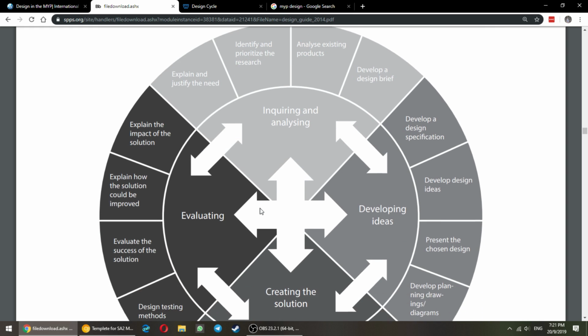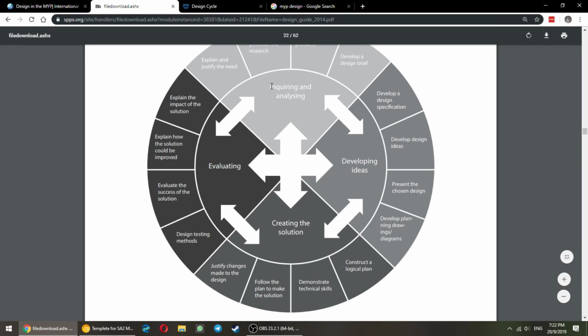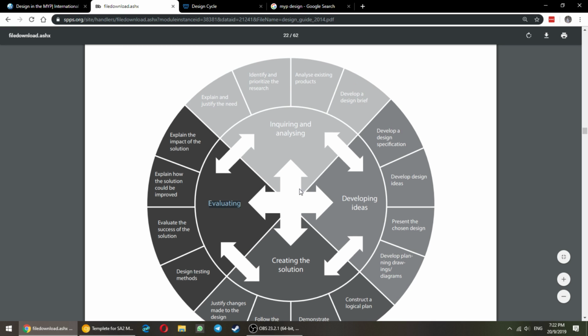Okay, so design has something called a design cycle in MYP. This cycle forms the backbone of the design subject. There are four different quadrants on this cycle. As you can see, they go from A, which is inquiry and analysis, B is developing ideas, C is creating the solution, and D is evaluating. So this is actually very black and white.